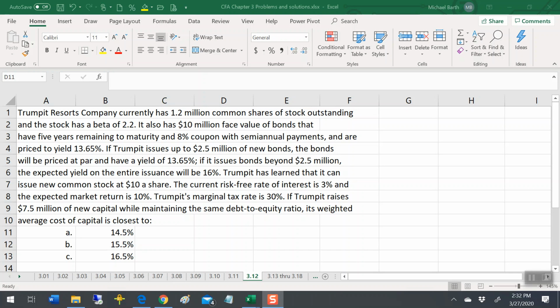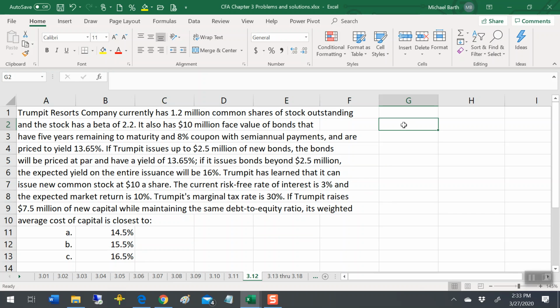All right, this is problem 3.12 from chapter 3 problems in the CFA textbook, Corporate Finance, A Practical Approach. This is a long and convoluted problem. All right, so best to break this thing down into pieces and talk about what you're going to have to do.